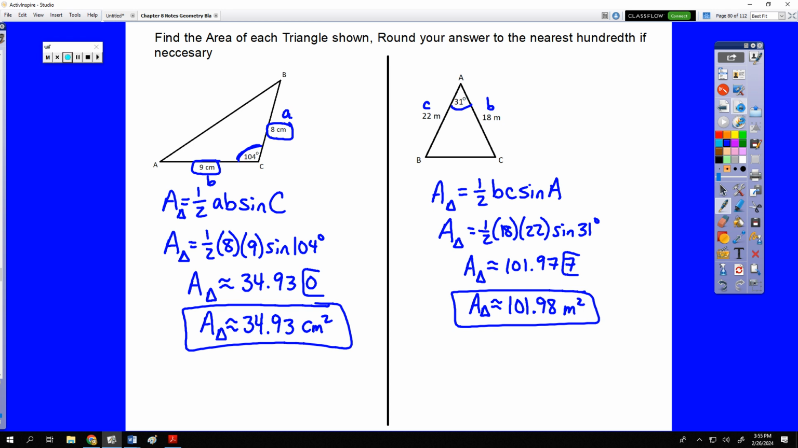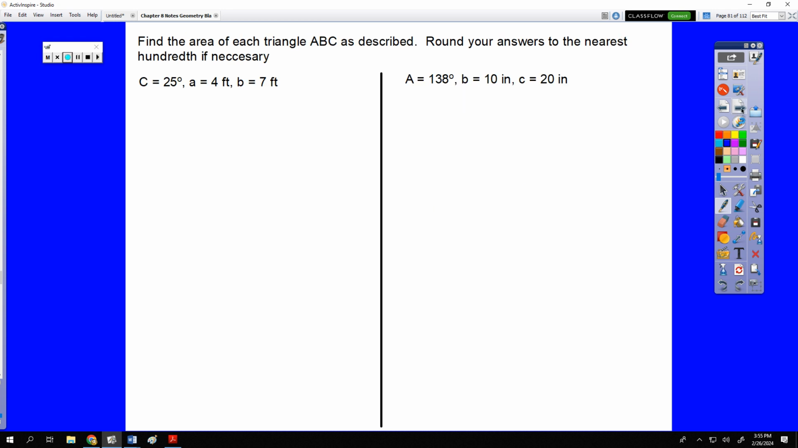Okay, next two examples, again, same deal. Oh my God, they didn't give us a picture. That doesn't matter. If you look at what they gave you, if you want to draw a picture, you can. Okay, draw quickly, it doesn't matter. You're given a 25-degree angle for angle C. You're told the side opposite little a is 4 feet. The side opposite little b is 7 feet. So again, you are given two side lengths and the included angle.